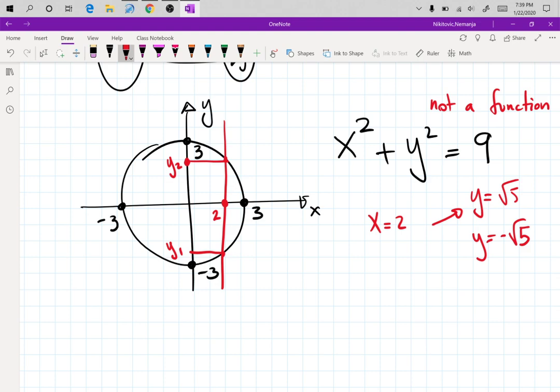When you have x equals 2, x squared is 2 squared, that's a 4. 9 minus 4 is 5. Square root of 5, you get the negative root 5, you get the positive root 5. Do you see that the answer for x equals 2 is not unique? It's 2 answers, right?